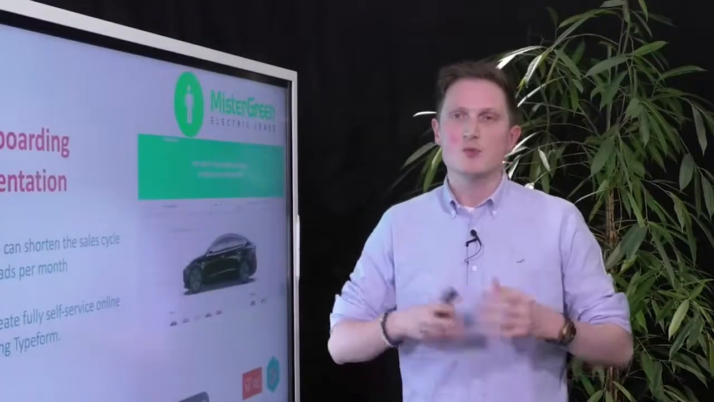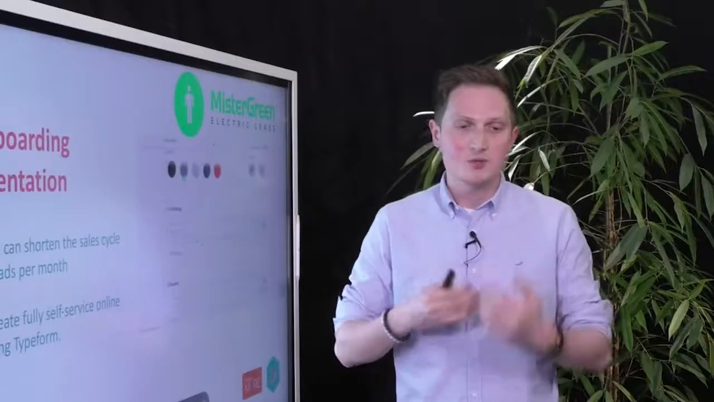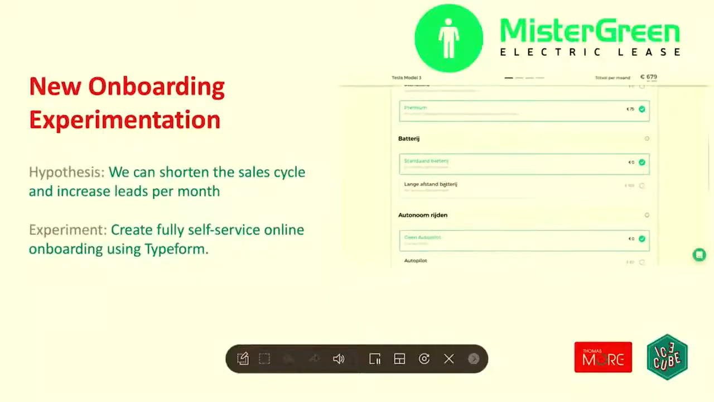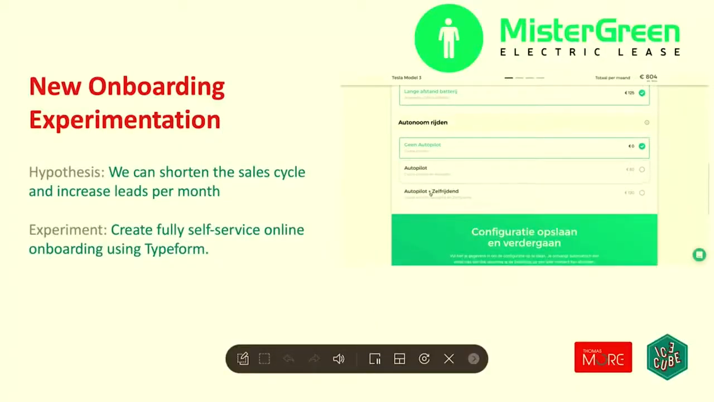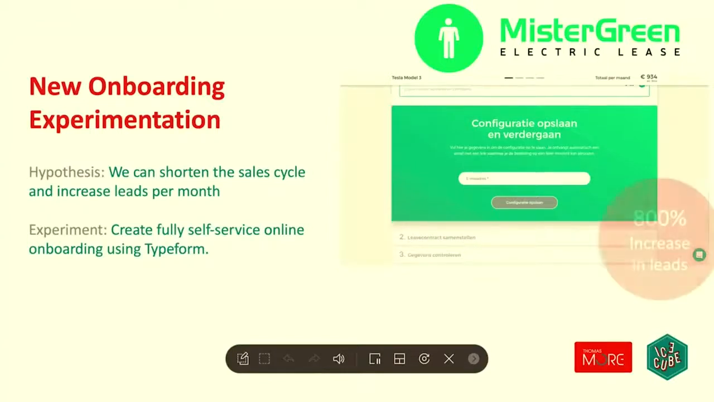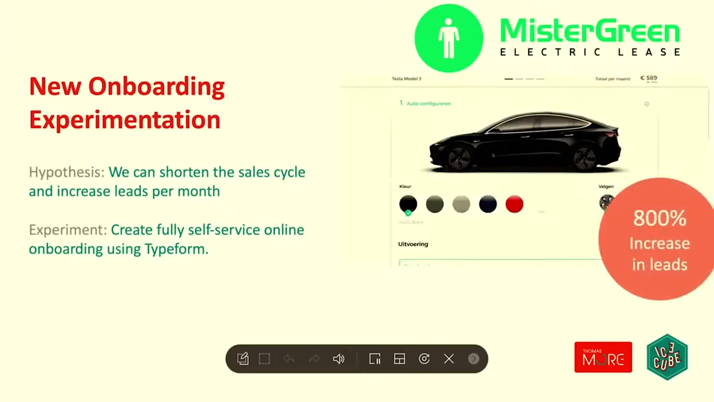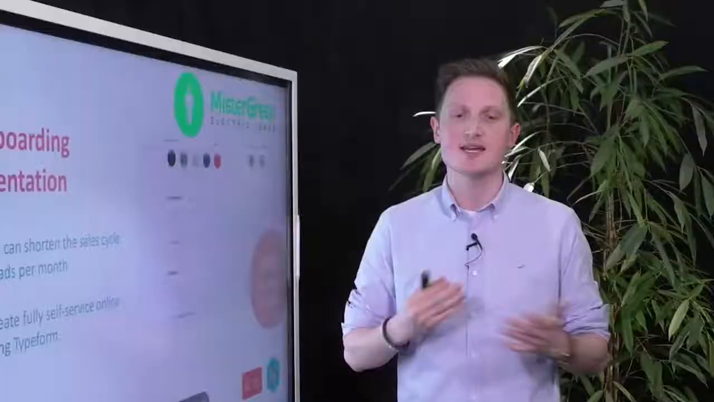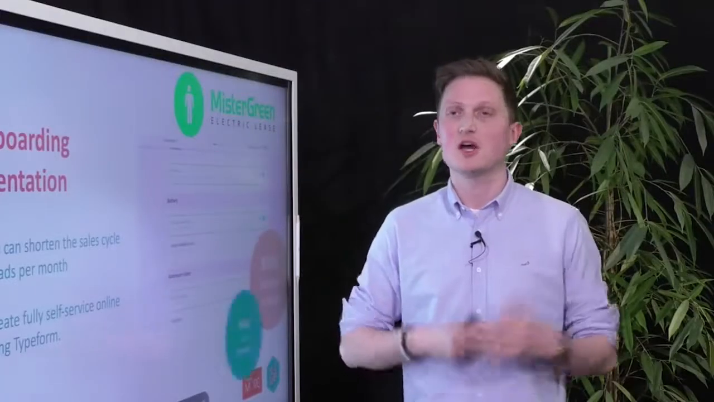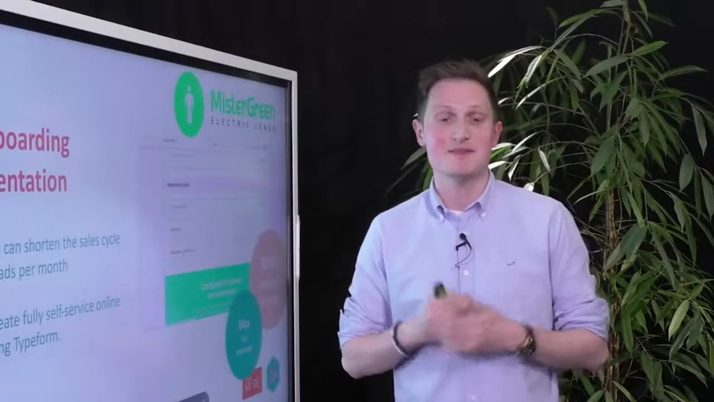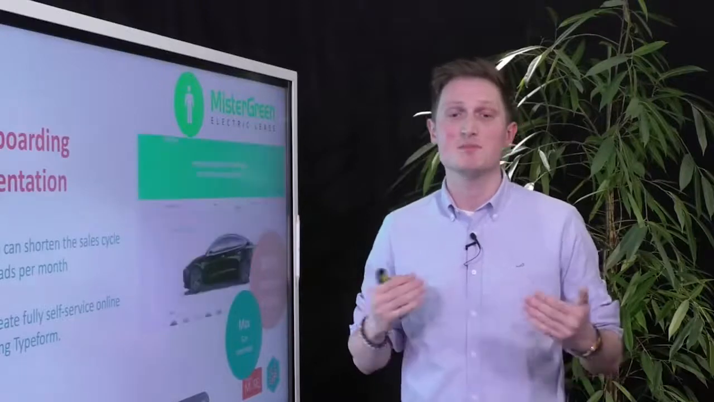And so when we started looking at how can we shorten the sales cycle and increase leads per month, and so when we look at the results, we had an 800% increase in leads, which is insane. And of course, a cool bonus to top it off is that Max got promoted and became VP of Growth.